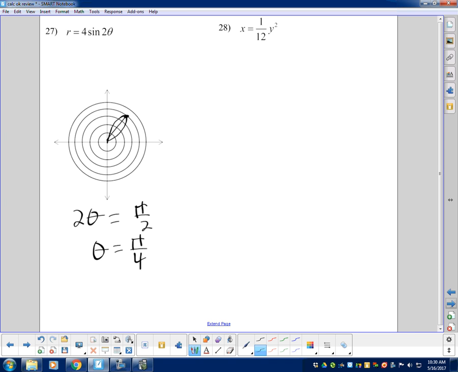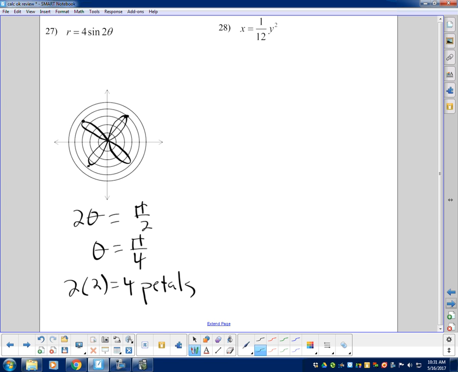The other thing we know is that, since this is an even number in front of theta, there are going to be 2 times 2, or 4 petals, and the petals are going to be evenly spaced. So if we start at pi over 4, every pi over 4 units, we have another petal. There's got to be 4 of them. So that's it. Every 90 degrees, we're going to end up with another petal there.